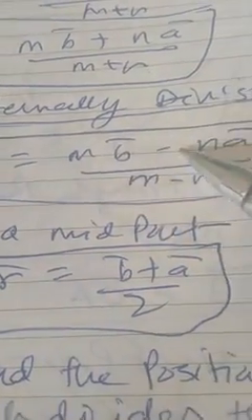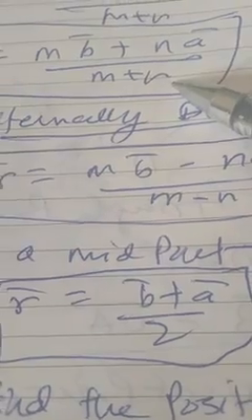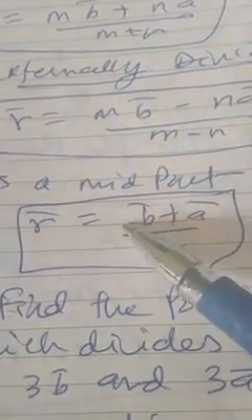If the point P divides externally, we use the OP vector equal to (mb minus na) upon m minus n. In place of plus, we are using the negative sign. Same as it is, m1 x2 plus m2 x1 upon m1 plus m2. And if P is the midpoint, the position vector of r is (a plus b) by 2.